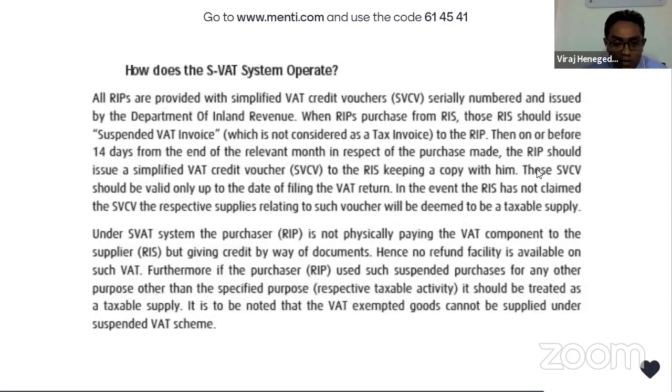Now, why have they introduced this? I have given the whole thing and elaborated here. What you need to understand is the concept. Just have a sketch diagram in your book, that's more than enough for you to understand this. RIS is providing services to RIP. So they put suspended VAT invoices to them. So for 100 rupees, 115 they put on the invoice, but RIP makes payment of only 100 rupees. For the 15 rupees, they give the credit voucher.